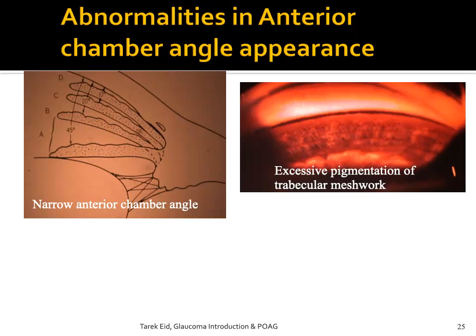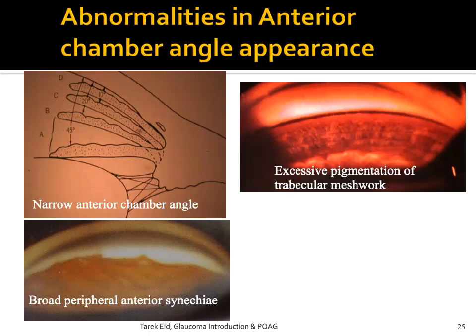Also, we can see excessive pigmentation of the trabecular meshwork during gonioscopy. Also, we can see broad peripheral anterior synechiae. You can see here that the iris periphery is adherent to the periphery of the cornea. There are no details at all for the angle.